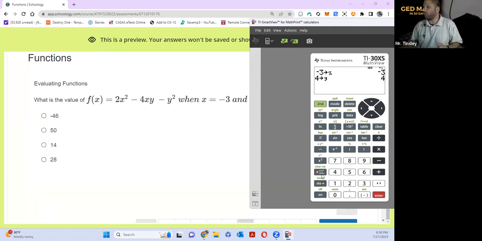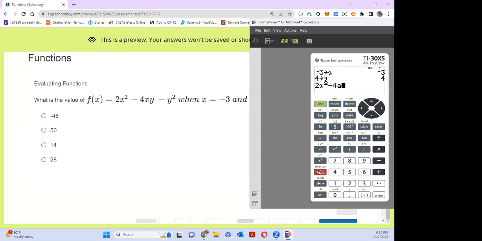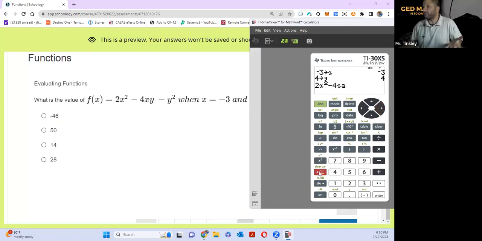Plug it in exactly the way you see it. 2x squared minus 4xy. Oops, went past X. Y. I went past Y. See, being too fast. Minus Y squared. How long did that take me? 2 seconds.